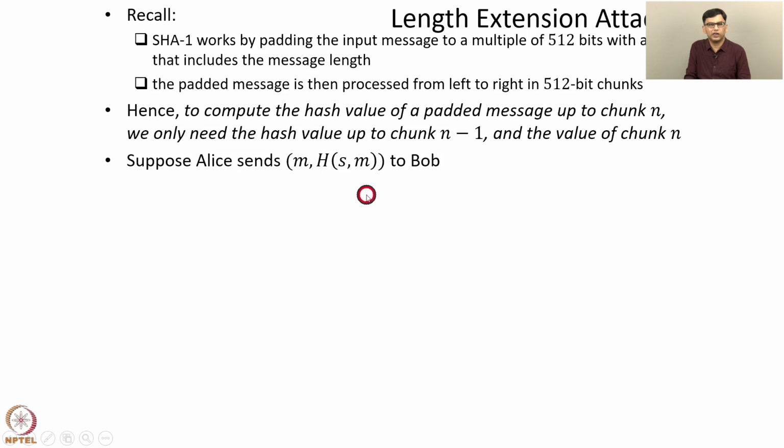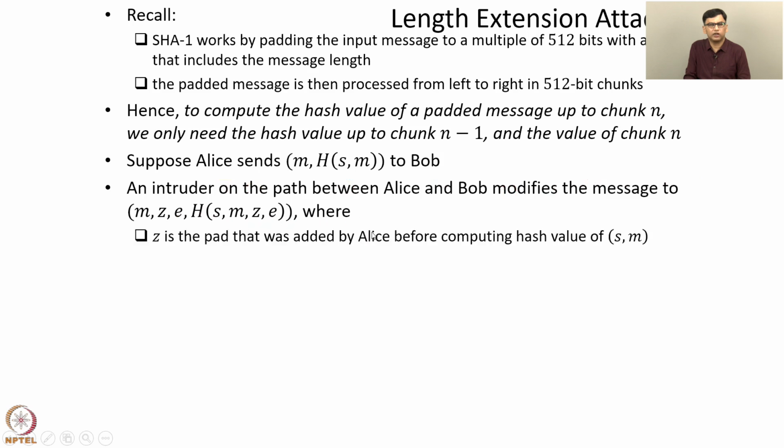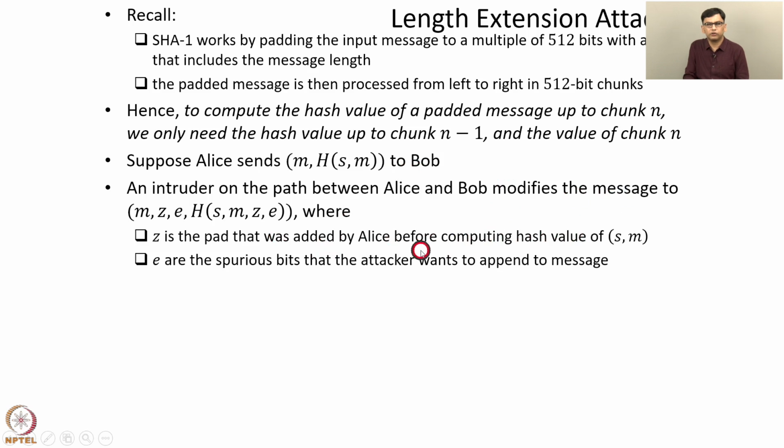Suppose Alice sends M, h(S, M) to Bob. An intruder on the path between Alice and Bob modifies the message to M, Z, E, h(S, M, Z, E), where Z is the pad that was added by Alice before computing the hash value of S, M, and E are the spurious bits that the attacker wants to append to the message. So the attacker wants to extend the length of the message by adding some spurious bits E at the end of the message. The original message is M, but the intruder wants to add some spurious bits E to the message.